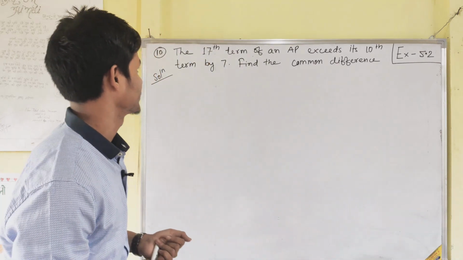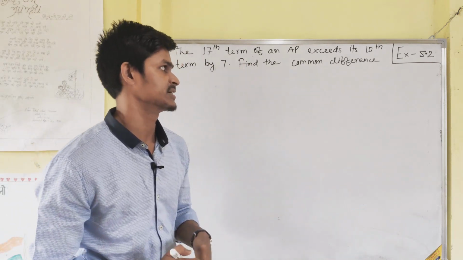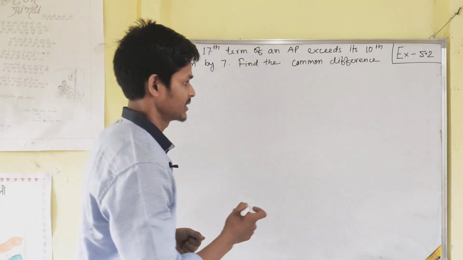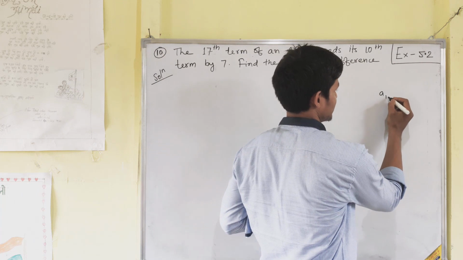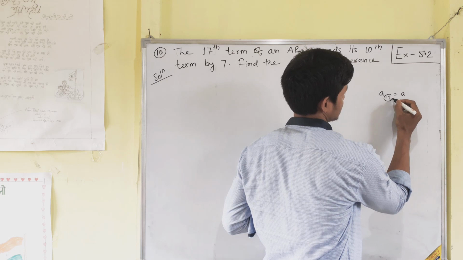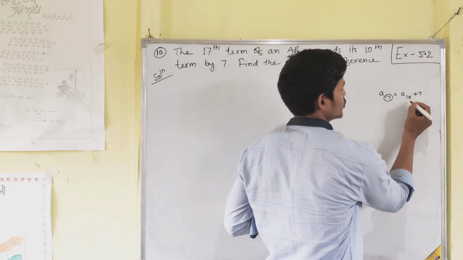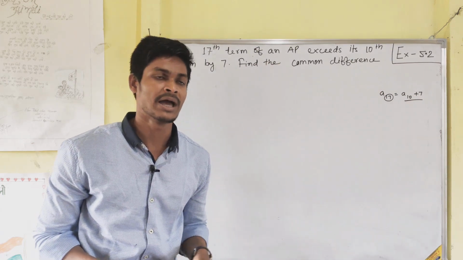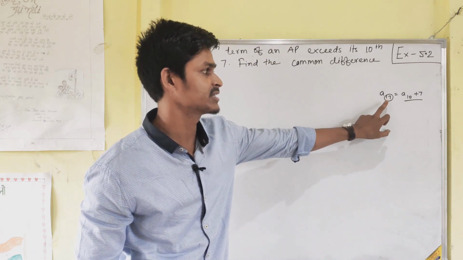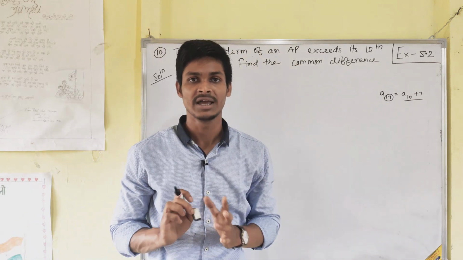So first, number 10. The 17th term of an AP exceeds its 10th term by 7. That means you get the 17th term of the AP when you add 7 to the 10th term. You are to find the common difference of the AP.